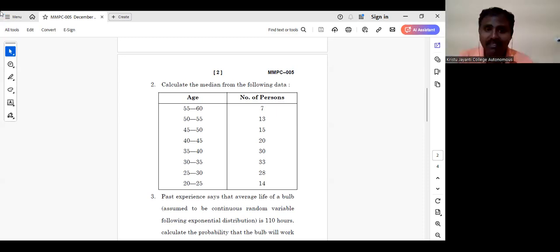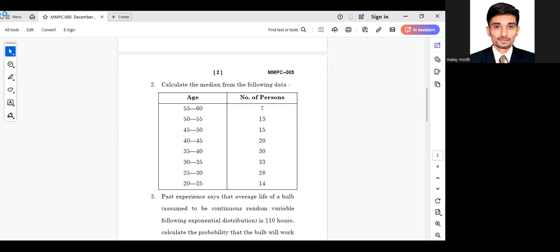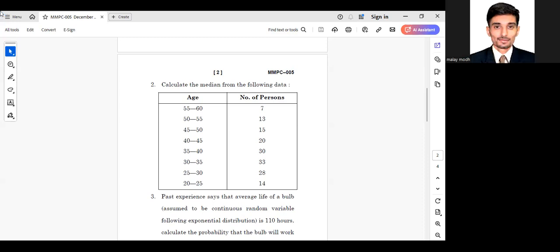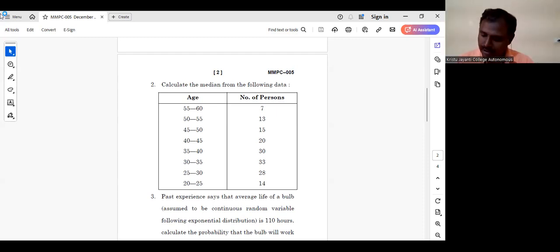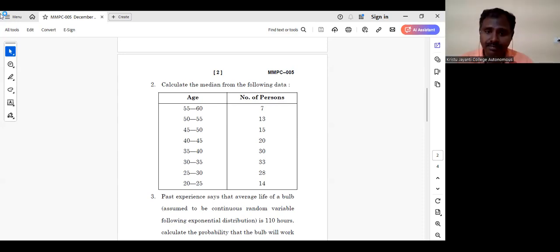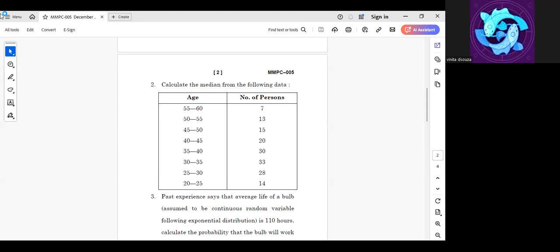Can you tell me what is the L value? Which is the median class? 35 to 40 is the median class, so L is 35. Then n by 2 is 80. Minus PCF value, 75. Then what is the i value? 5. What is the f value? 30. What is the frequency? 30.